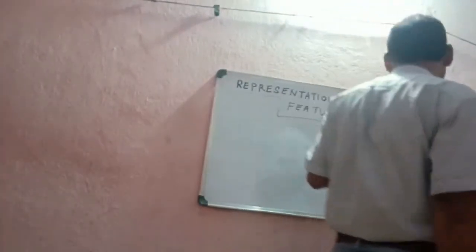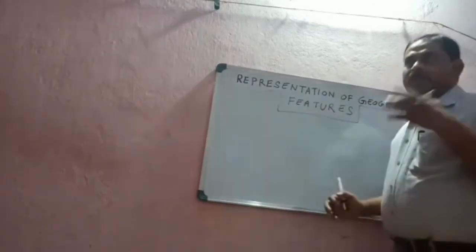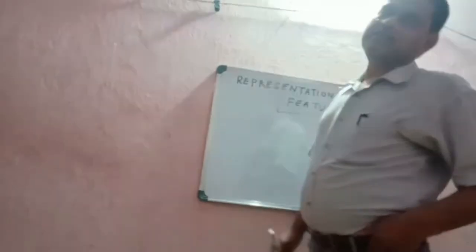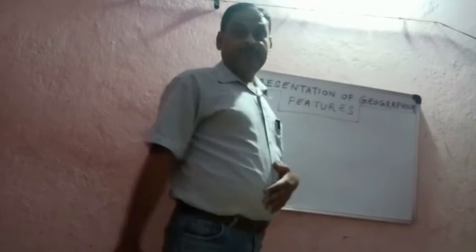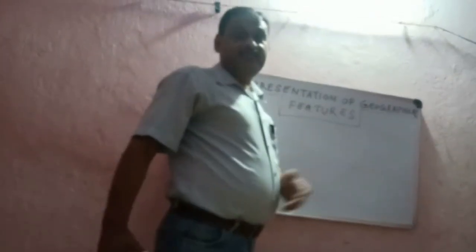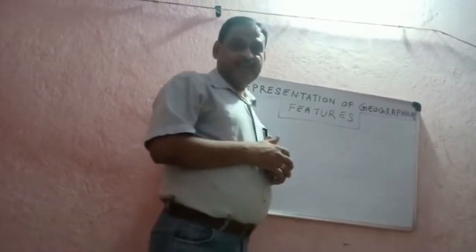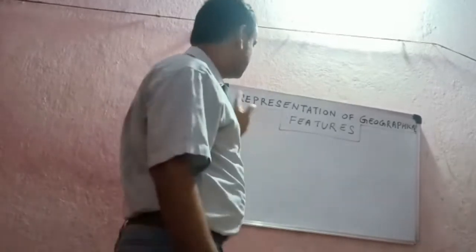That is representation of geographical features. You know that there are so many geographical features available in the world, like mountain, plateau, V-shaped valley, etc. Some man-made features are also available in the world, like buildings, railways, road, etc. So we can divide these features into two parts. Number one is geographical features and number two is man-made features.